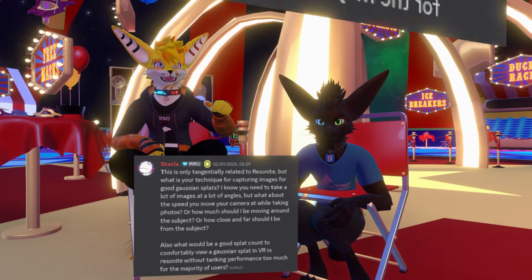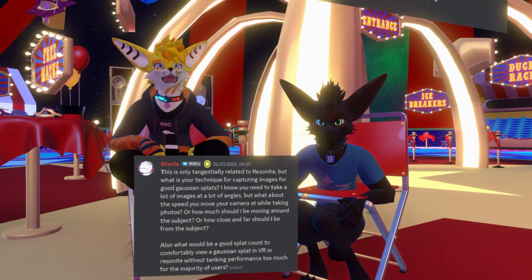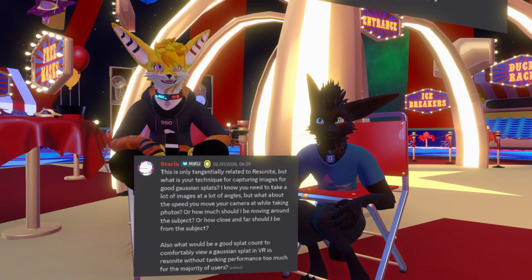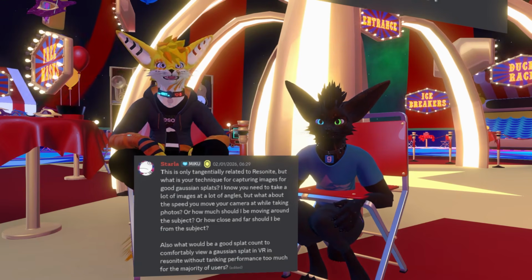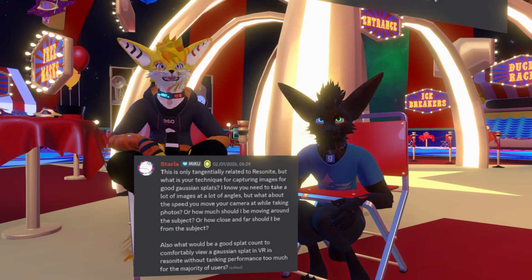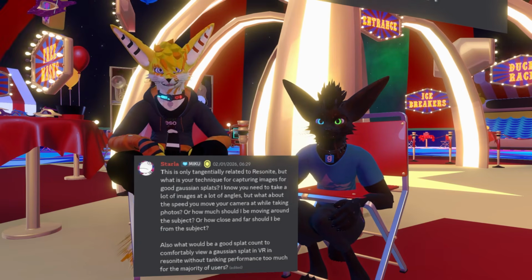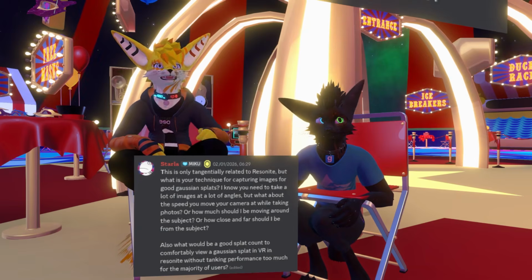So for this one, Starla is asking, is only tangentially related to Resonite, but what is your technique for capturing images for good Gaussian splats? I know you need to take a lot of images, a lot of angles, but what about the speed you move your camera while taking photos, or how much should I be moving around the subject? Or how close and far should I be from the subject? Also, would it be a good splat count to comparatively view Gaussian splat in VR in Resonite without taking performance too much for majority of users?